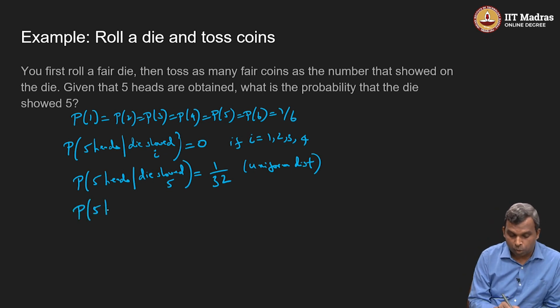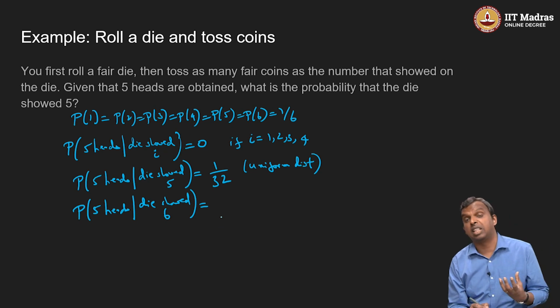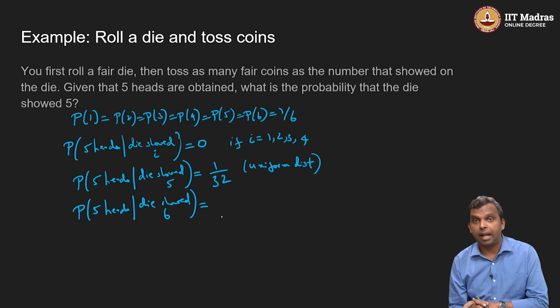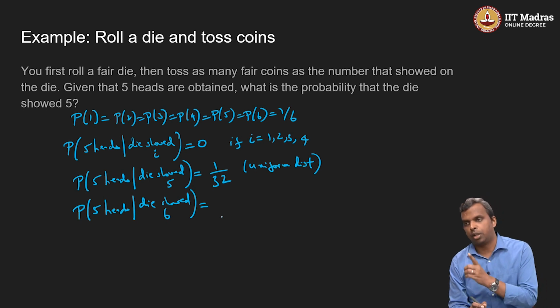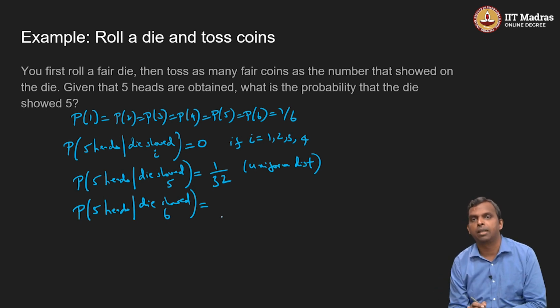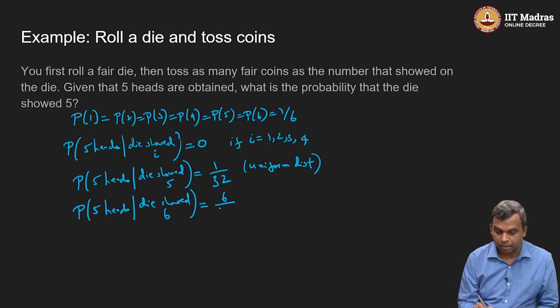So what about the next one? The probability of 5 heads given the die showed 6. Here again you have 64 possibilities, and to have 5 heads, you have to have exactly one tail, and that one tail can happen in the first coin, second coin, third coin, fourth coin, fifth coin, or sixth coin. So you have 6 different outcomes where you can have 5 heads. So it is 6 by 64 or 3 by 32.